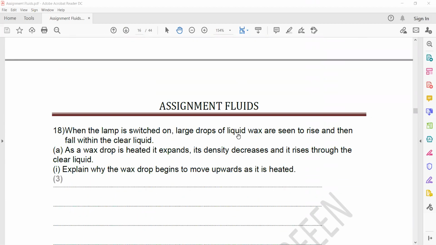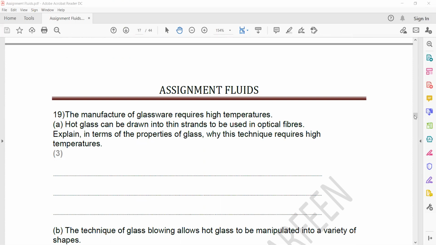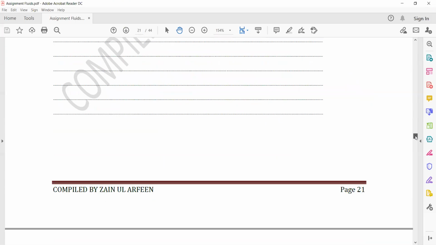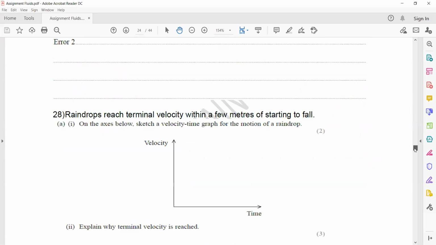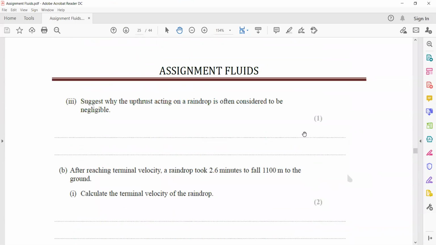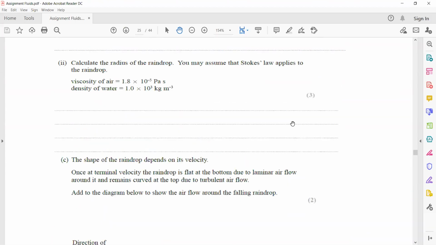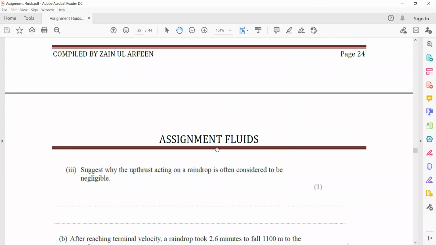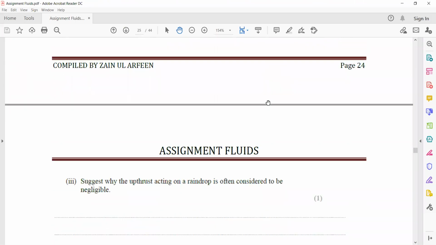Then page 25. Question 28, A3 and C. Explain why the upthrust acting on a raindrop is often considered to be negligible.